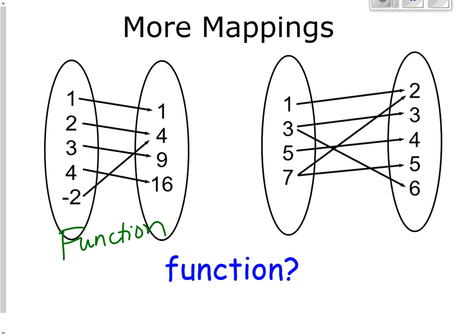Over on the second one, we can see there's a little bit of interesting stuff going on here. So 1 goes to 2, but 3 goes to 3, and 3 also goes to 6. So that's a case where we have an input going to more than one output. The 3 goes to a 3, but the 3 also goes to a 6. It happens again in 7. 7 goes to 2, but 7 also goes to 5. When you have an input that goes to more than one output, then this is not a function. Each input can only have one output.